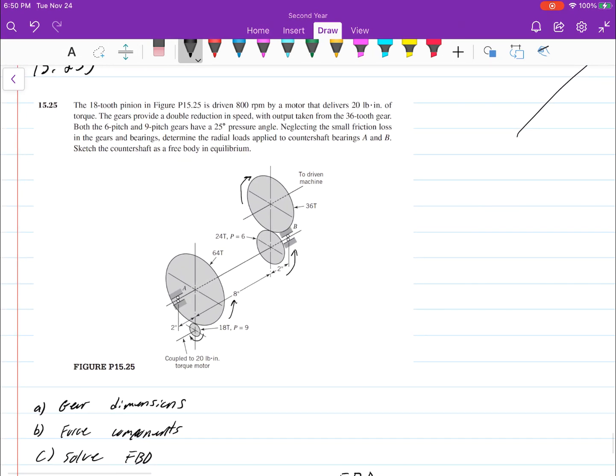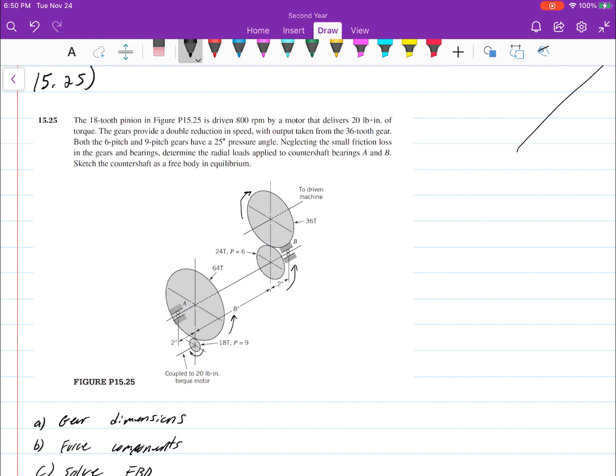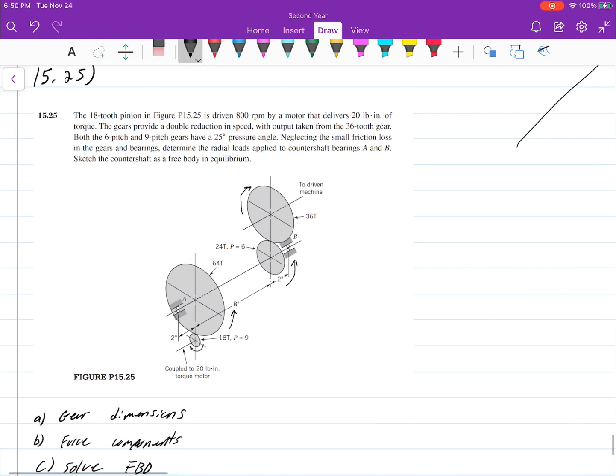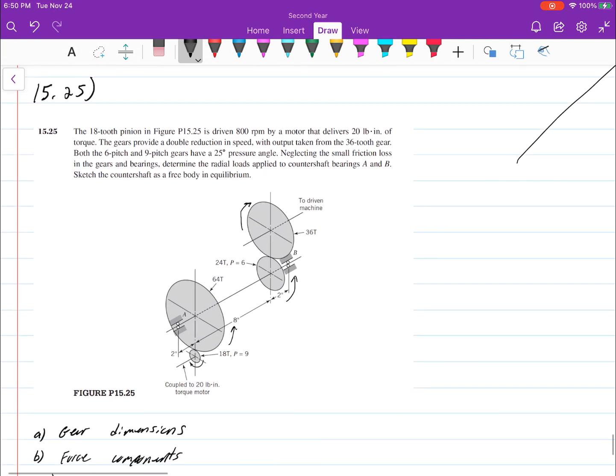And the problem is right here from the textbook. It was actually the same question, well, modified, but it was the same question on our Chapter 4 test. So let's get into it.